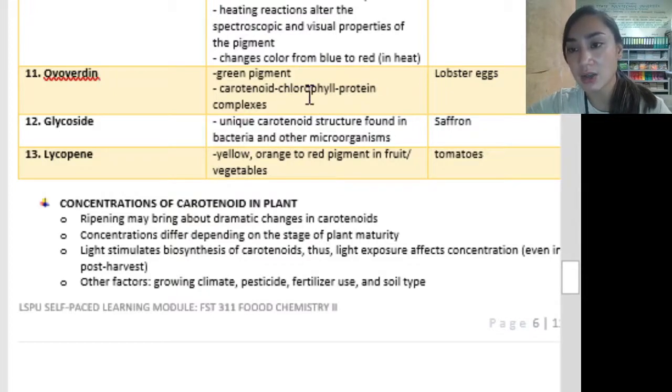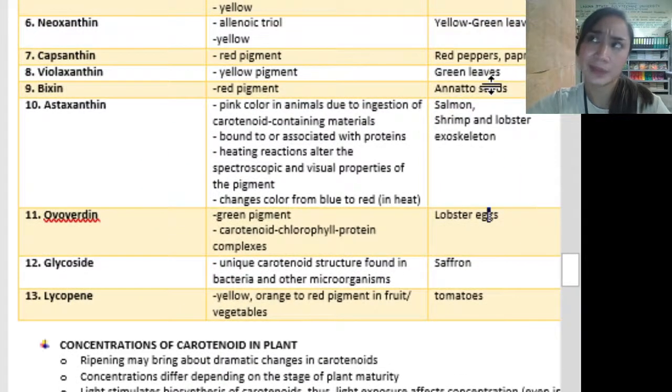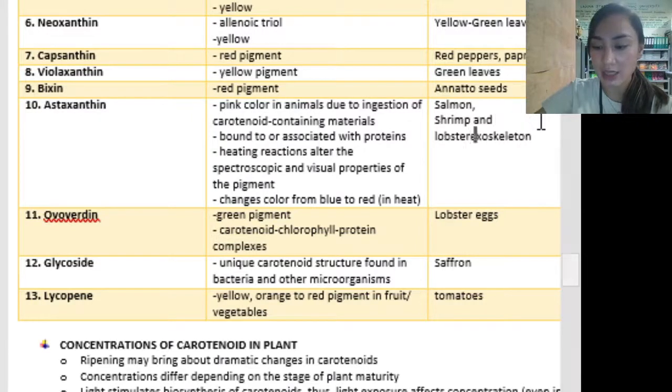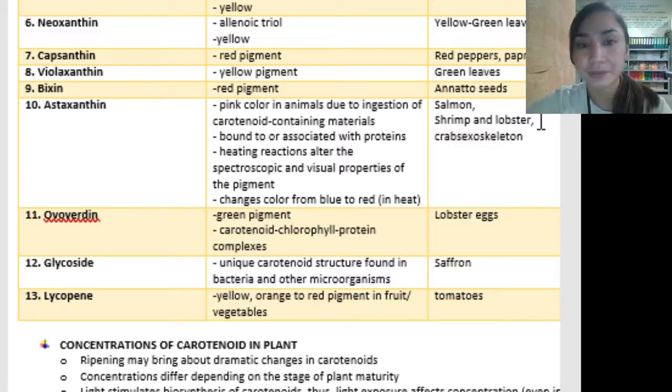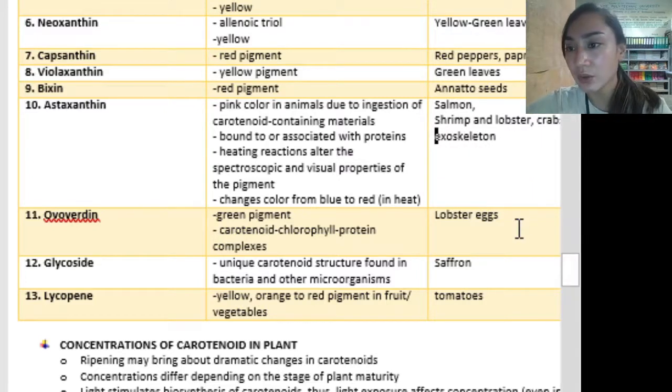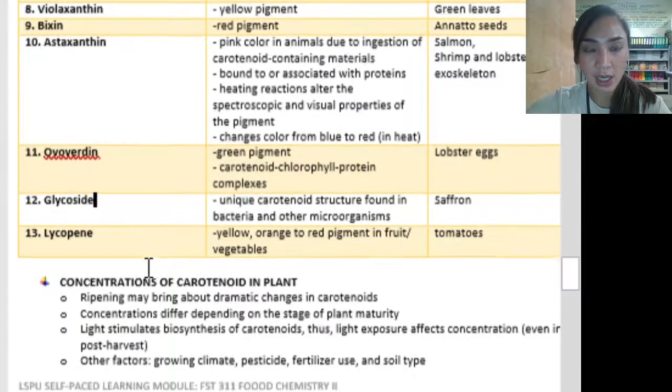Actually, makikita nyo siya sa mga itlog ng, not just in lobster, but also sa, halimbawa, sa crabs, no? Actually, crabs din pala kasama dito sa taas, sa astaxanthin. So, lagay natin yung crabs here. And yung ovoverdin is usually sa eggs ng ating mga seafood. Yun yung pigment niya. We also have glycoside for number 12.